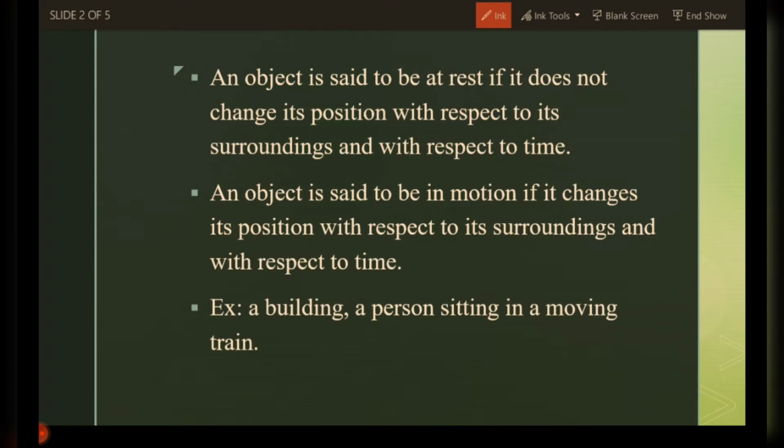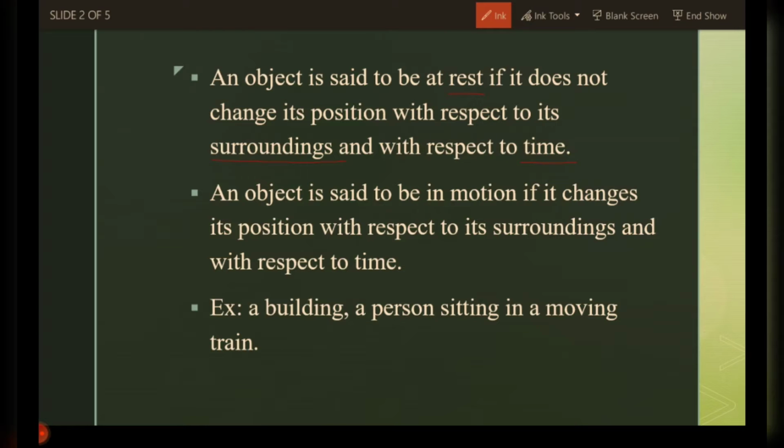An object is said to be at rest if it does not change its position with respect to its surroundings and with respect to time. That is, it doesn't change its position with respect to the observer or the other objects kept beside it, and in a particular time period it should not change its position. Then it is said to be at rest.